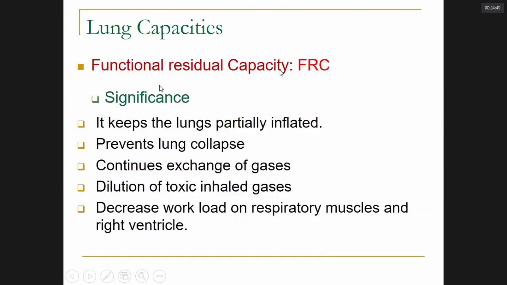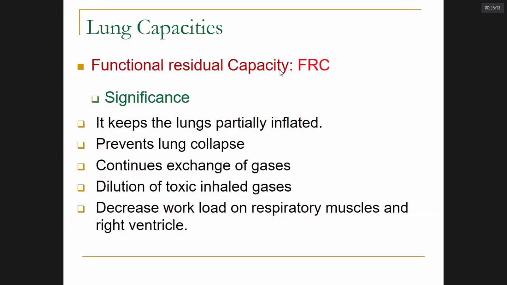Now you must know the significance of FRC. Beta, what is the significance of FRC? It always keeps the lungs partially inflated. It prevents lung collapse. It continues the exchange of gases at a steady rate. It causes dilution of the toxic inhaled gases. Last but not the least, it decreases the workload on respiratory muscles and right ventricle.